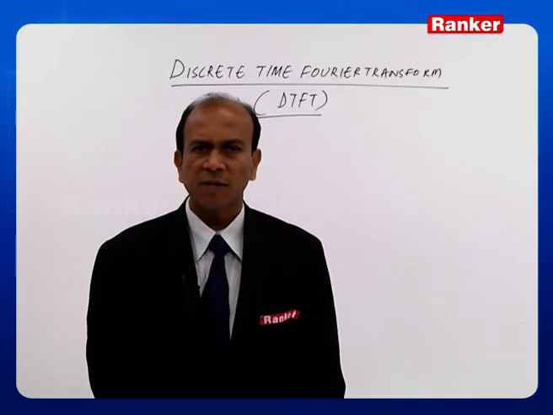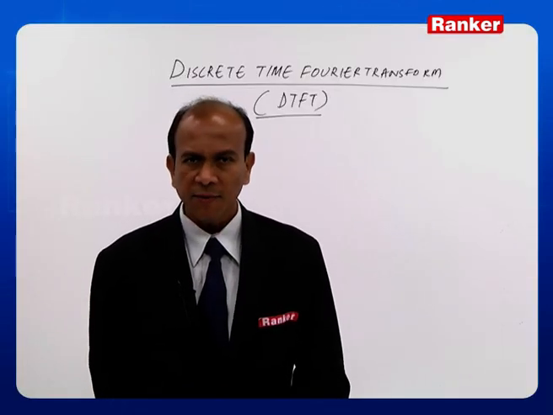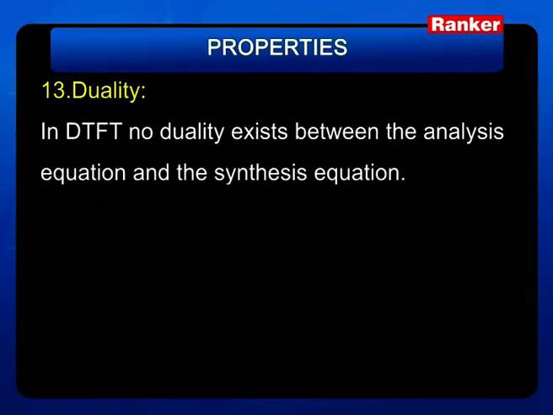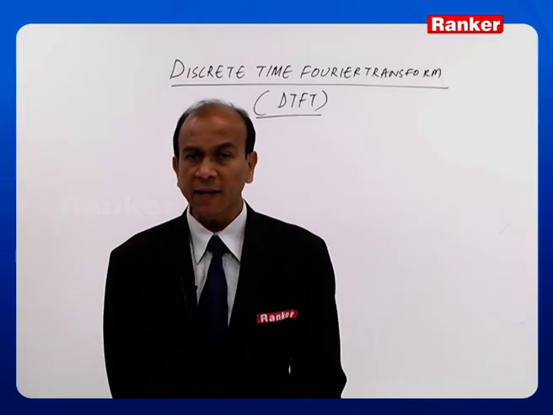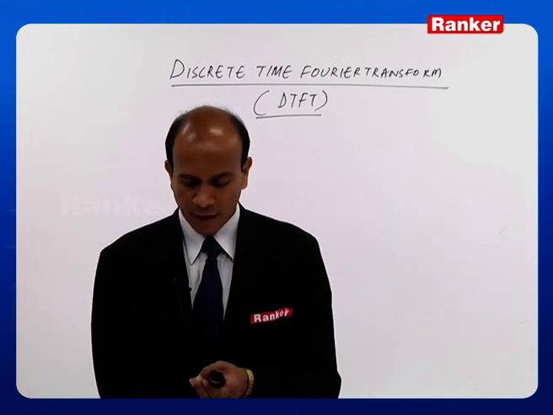Let us look at the final property, called duality. What does this duality say? In the discrete time Fourier transform, no duality exists between the analysis equation and the synthesis equation. So, there is no duality that is possible in the case of a DTFT. But there exists a duality in the discrete time Fourier series. Also, there exists a duality between the discrete time Fourier transform and the continuous time Fourier series. So, duality does exist, but not exactly in a DTFT, but in those cases we have just read.